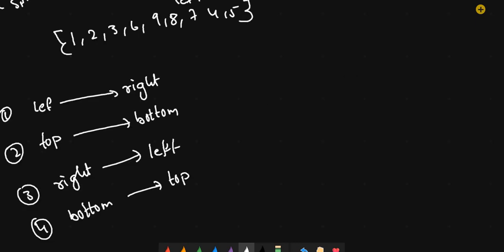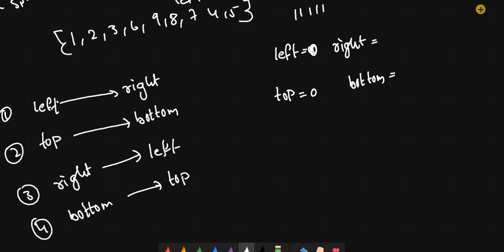For this, we need 4 variables to identify this traversing. Those are left, right, top, and bottom. Here, the left and top will point to index 0. After this, right and bottom. Right means from left to right we are iterating the columns, so for that we have to count how many columns are there in the matrix.